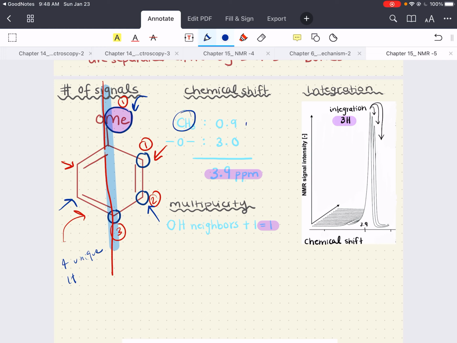Methyl groups are 0.9 ppm. It's right next to this oxygen, and so that's 3. So we add 0.9 plus 3. We will find the signal for the hydrogens of methyl at 3.9 ppm. It's right there. Fantastic. So we figured out, for our methyl group, where the signal will appear on the NMR spectrum. Let's figure out the multiplicity of this signal.